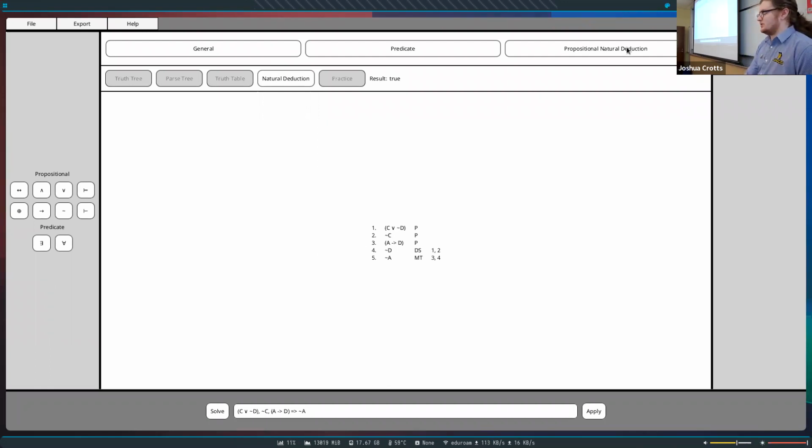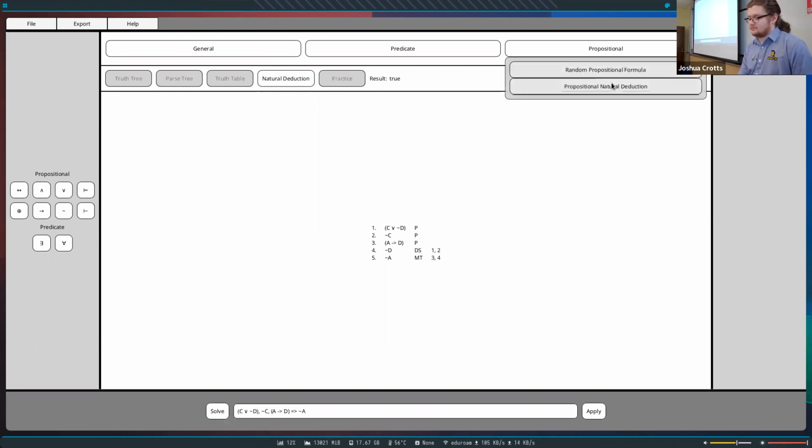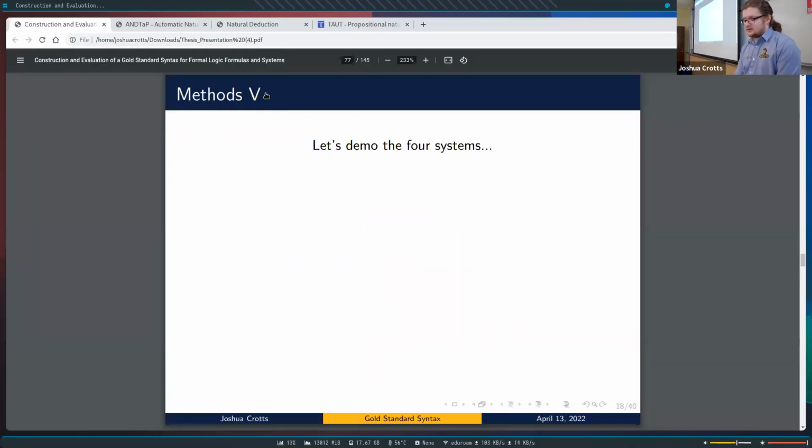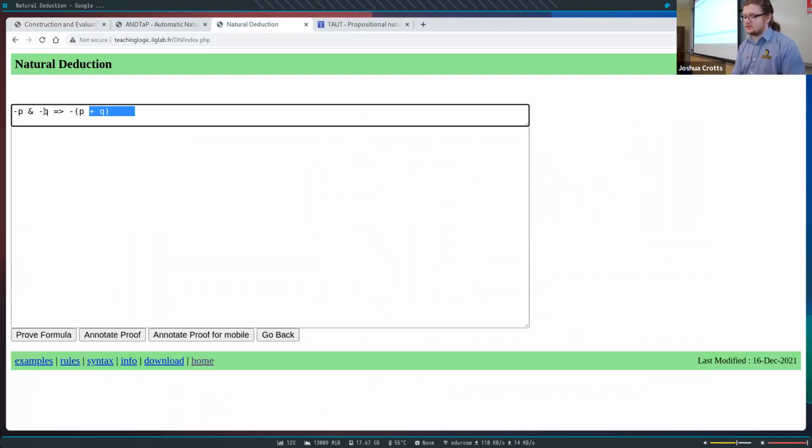But in addition to the solving component, there is a practice mode as well. If we just turn on the practice mode over here, it will change to this and give a little bit of information on the right side here. The students can enter a formula. They can enter the step, which is just the rule that they want to add, and also which lines contribute to that step in the proof. So it's very similar to ANTAP. All right. So now let's go back to, this is Teaching Logic.